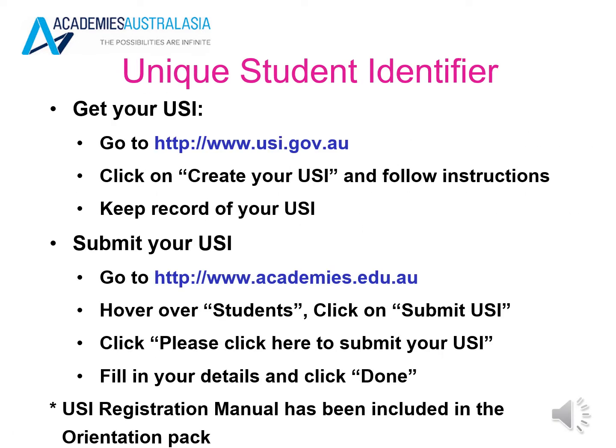To get your USI, go to www.usi.gov.au, click on Create Your USI and follow instructions. Keep a record of your USI. Then, to submit your USI, go to www.academies.edu.au. Hover over Students and click on Submit USI.